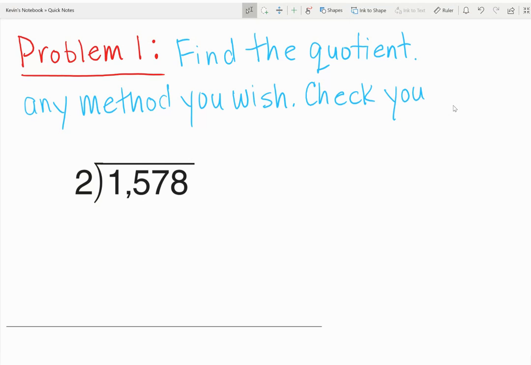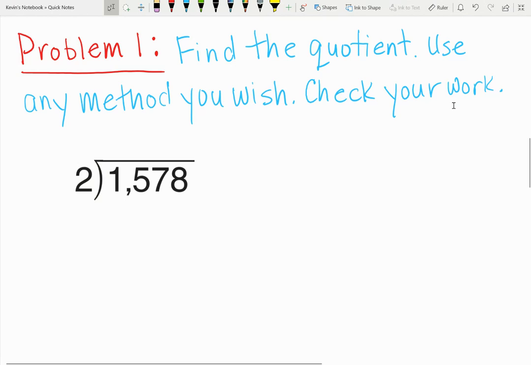And good to see you, 4th grade. We're going to go and get started. You're going to do your independent problem. And this is problem number 1. Find the quotient. Use any method you wish. Check your work. So for this one, again, use any method you wish.